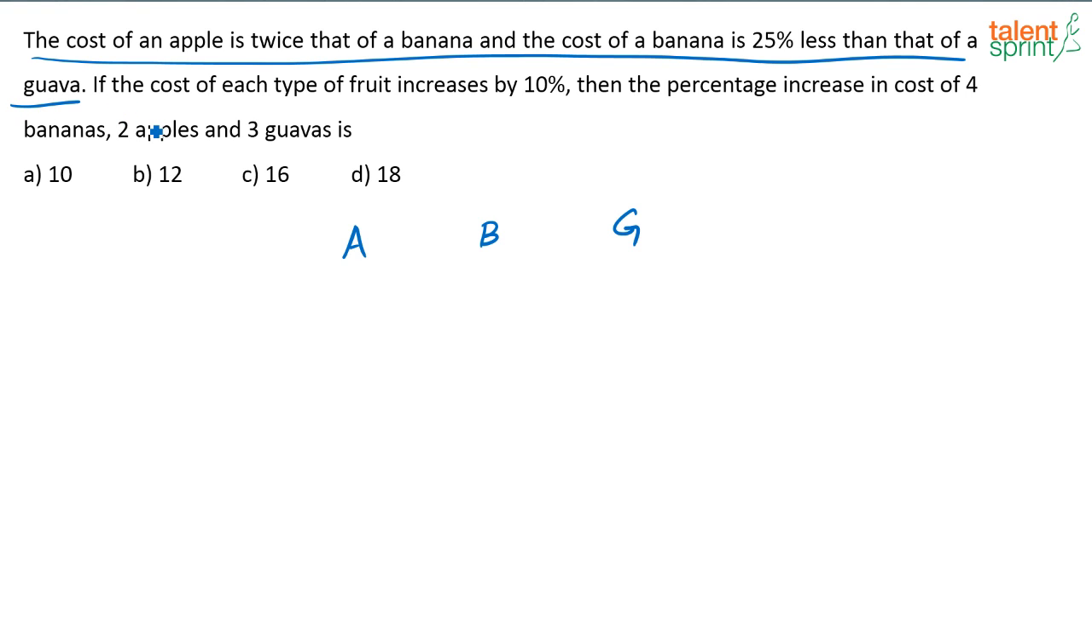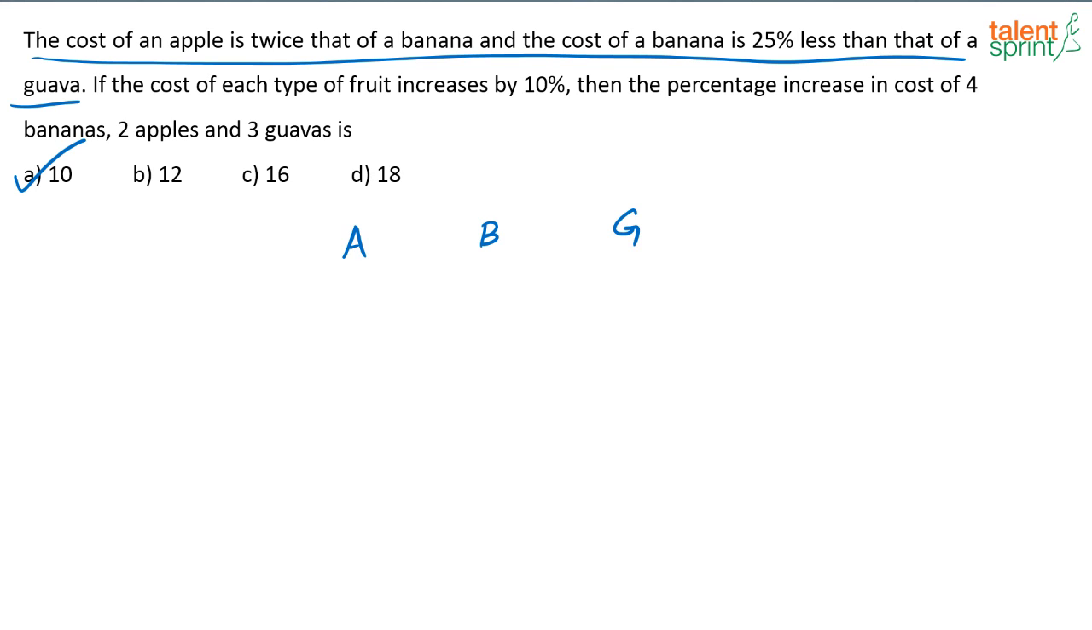See, what are they saying? If the cost of each type of fruit is increasing by 10%, then find the percentage increase in the cost of 4 bananas, 2 apples, 3 guavas. So, if the cost of each fruit is increasing by 10%, the total cost will also increase by 10%. Your answer will be option A, 10. Directly you can say the answer.